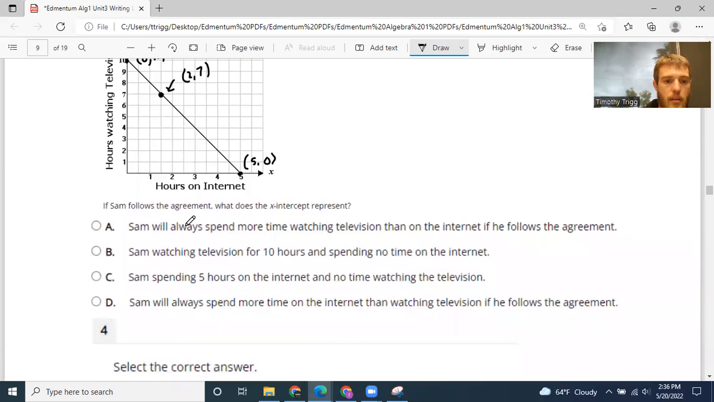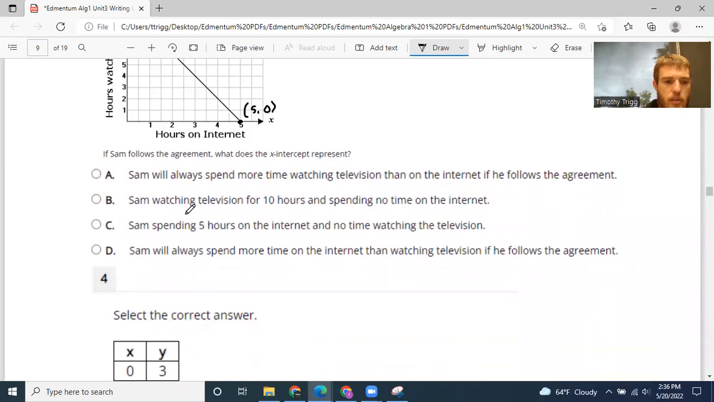All right, let's see which of these make the most sense. Sam will always spend more time watching television than on the internet if he follows his agreement. No, not necessarily. He can choose how he uses his time. Sam watching television for 10 hours and spending no time on the internet.